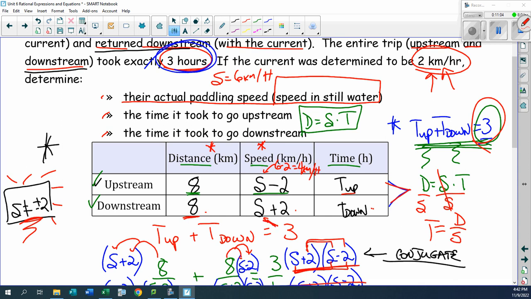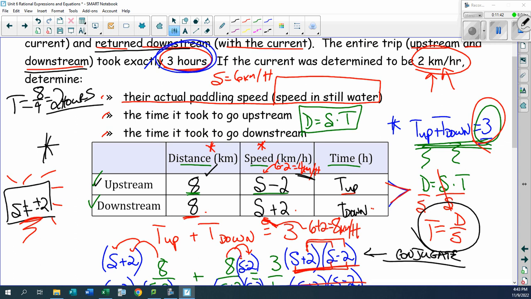Same thing goes with this S here. Let's put in the S of 6. 6 plus 2 tells me with the current, they're going downstream at 8 kilometers per hour. Well, now that we know the speeds, we know the distances, we can figure out the times, no problem. Remember, time was right here. Distance over speed. The distance is 8. Over a speed we figured out to be 4. Look at that. 8 divided by 4, that's 2 hours. Oh my goodness, to go upstream against that current, it took us 2 hours.